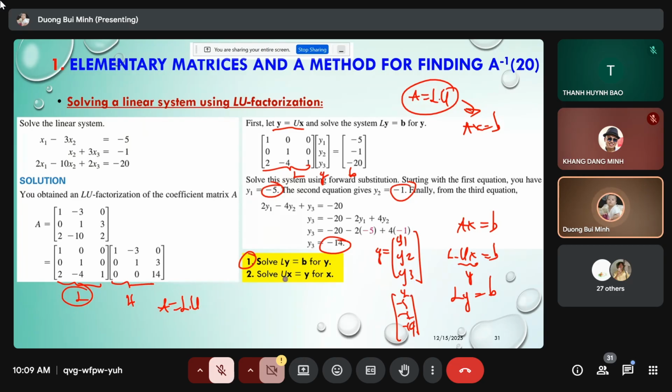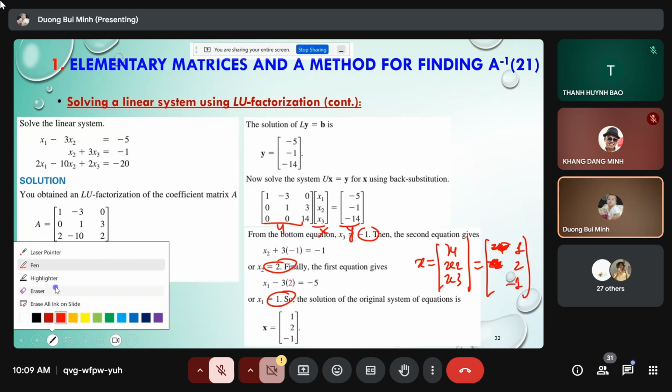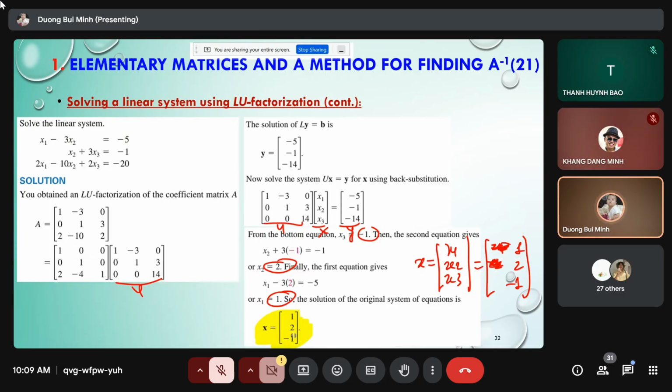Then step 2. Now we get Y. When we know U, you can get X. This is U, this one is Y, you can get X. So finally, you get X1, X2, X3. Oh, sorry, X1 is 1, X2 is 2, and X3 is minus 1. Okay, this is the result. That's all.